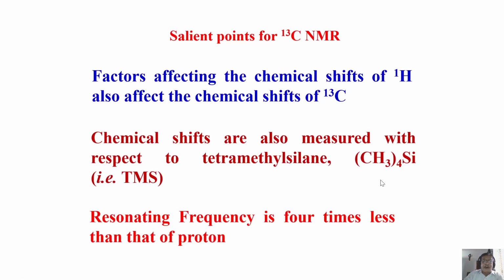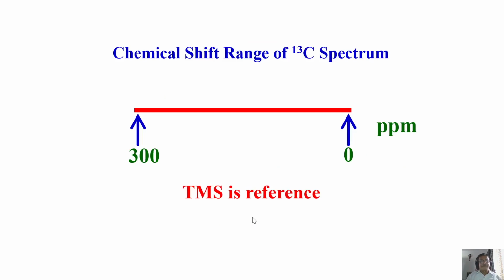Resonating frequency of carbon is 4 times less than that of proton. I hope you don't have to ask me questions. I hope you know the answer why. The reason is the gyromagnetic ratio of carbon is 4 times less than that of protons. As a consequence, resonating frequency is 4 times less. Of course, it also means sensitivity is 4 times less. We'll come to that later.